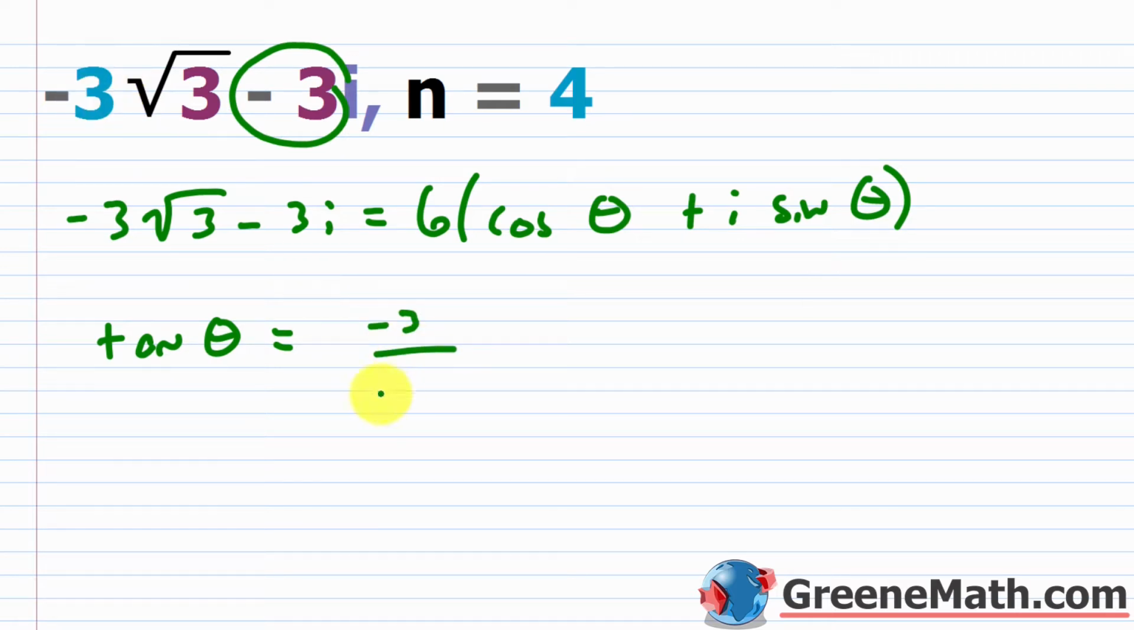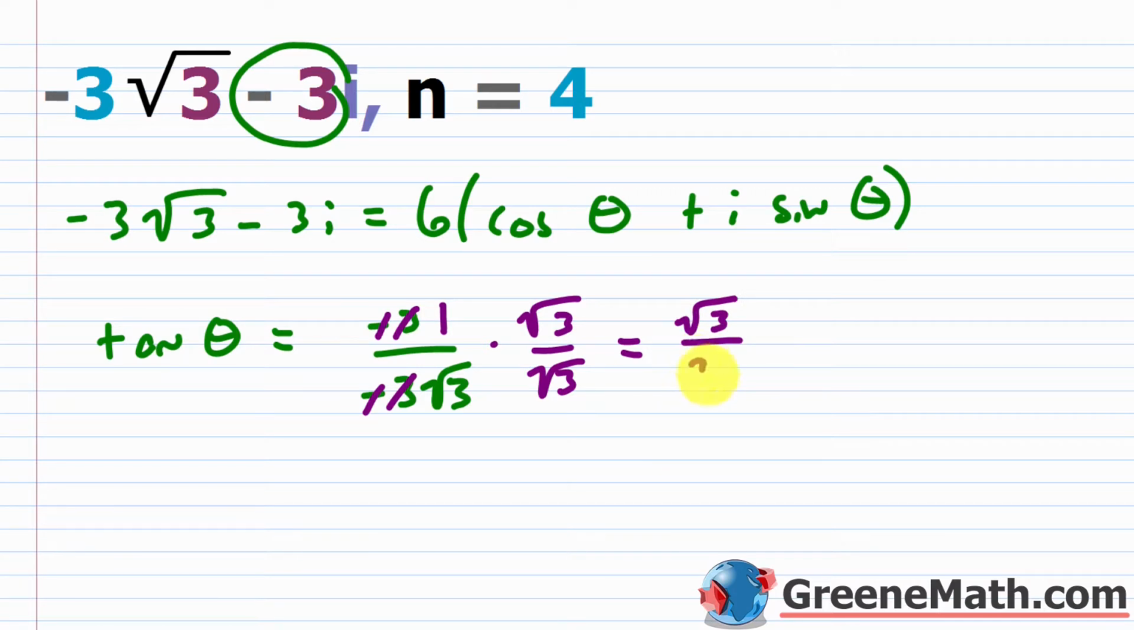the imaginary part, so negative 3, over your real part, which is negative 3 times square root of 3. And so with this, we see the negatives are going to cancel, the 3s are going to cancel. So you have 1 over square root of 3. Again, rationalize the denominator, so square root of 3 over square root of 3. So this is going to be what? Square root of 3 over 3.